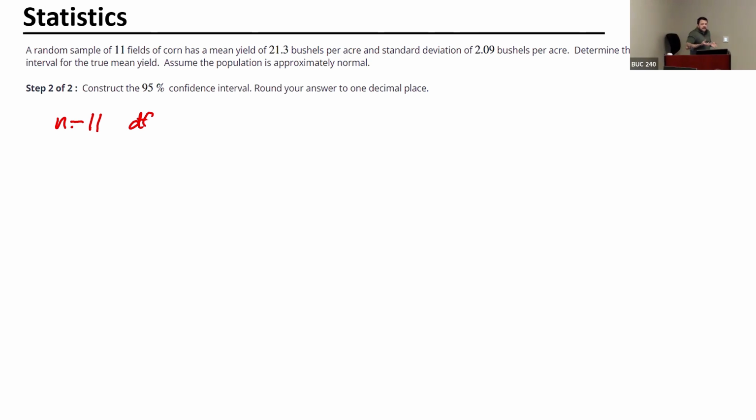Okay. They give me an X bar. The X bar is going to be 21.3. All of this I'm reading, I'm getting straight from the question, right? They also give me a sample standard deviation of 2.09, I apologize.